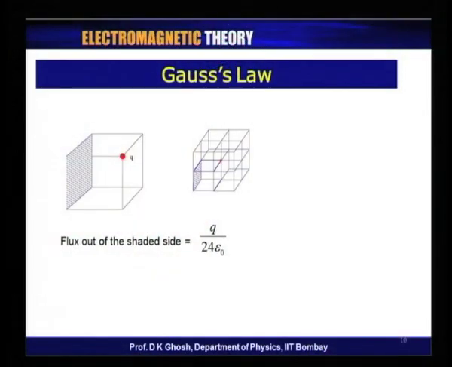But I am not interested in calculating flux out of the entire 2A by 2A face. I am only interested in my original face. This original face, you notice, is 1/4 of one of the faces here, and there is perfect symmetry there as well. So, you had q by 6 epsilon 0 through the 2A by 2A face, and through my original face of size A by A, it is 1/4 of that, namely q by 24 epsilon 0.